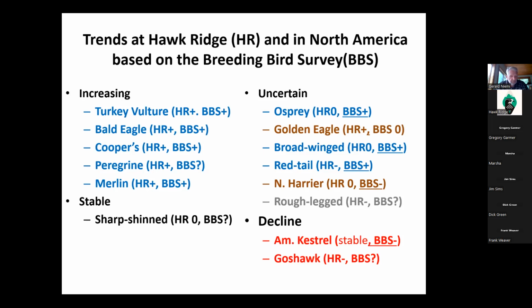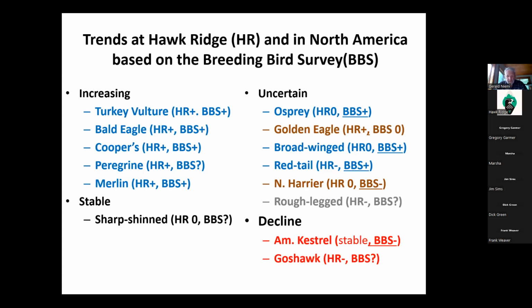We look at both data sets. For the BBS, sharp-shinned hawks we showed as being stable. That is indicated by 0. The BBS data shows a question mark, and they do not monitor the sharp-shinned very well. So we call it stable, or I will call it stable. These are my results in a summary.